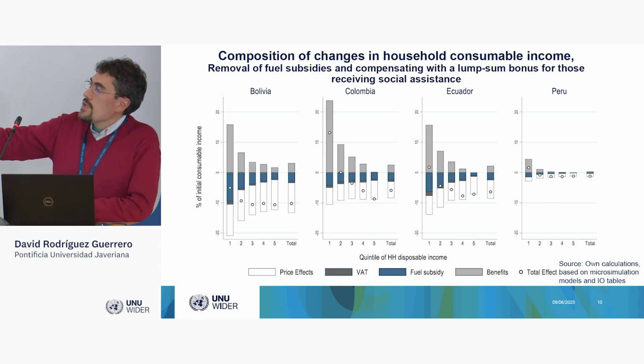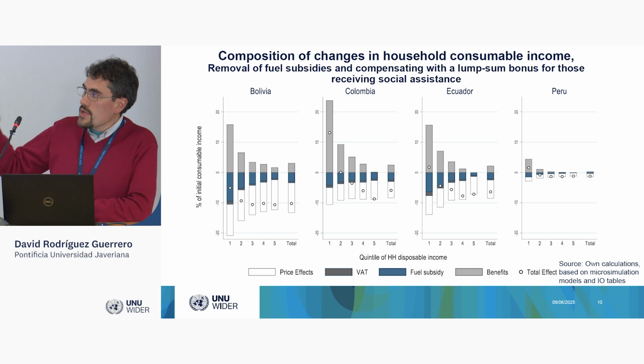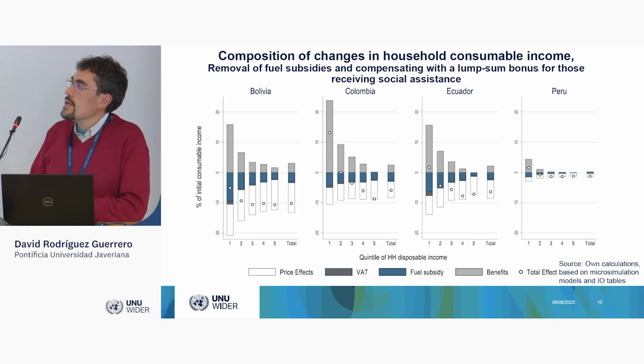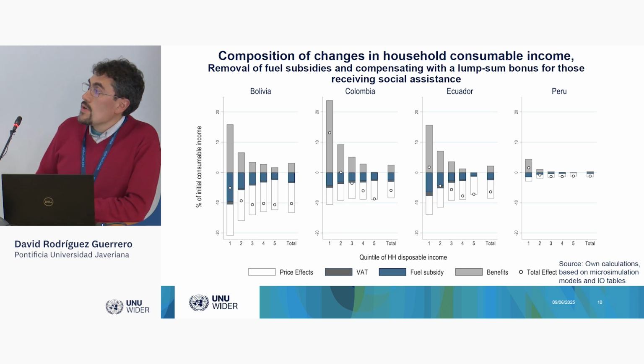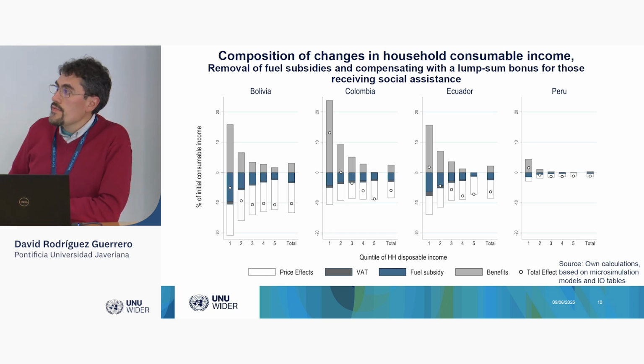And so we have all these 4 effects. Benefits are going to increase consumable income, but the other 3 are going to decrease consumable income. So we can see that the bars are going to the negative side, but benefits are going to the positive. And when we add up all these effects, we have the circle, that is the total effect. So when we take into account all these effects, we can see that, for instance, in Bolivia, throughout the distribution, everybody is worse off when we give this transfer.